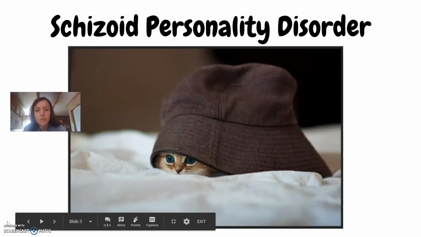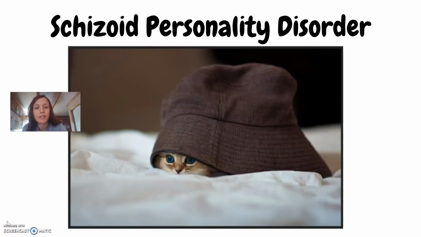Okay, next we've got schizoid personality disorder, and I think this one is a little hard because of the word schizoid. I remember schizoid because it sounds like avoid. This is someone who avoids social interaction, not because they're afraid, they're just detached and they don't mind it. They prefer to be alone, and so they're just indifferent towards social situations.